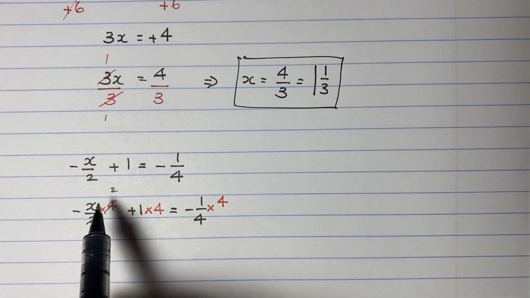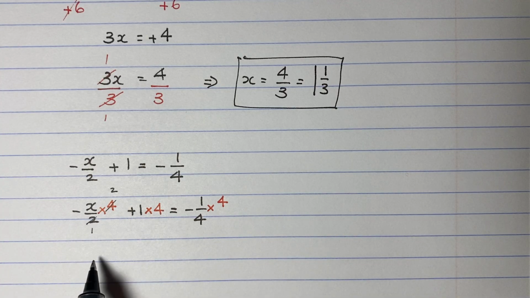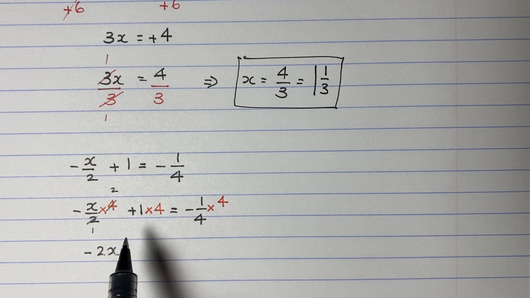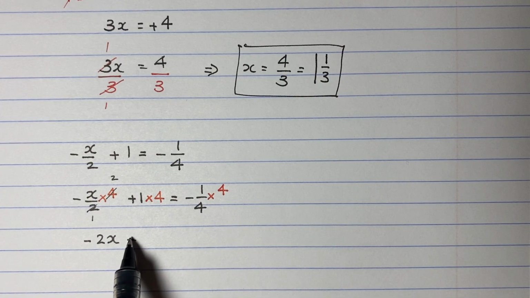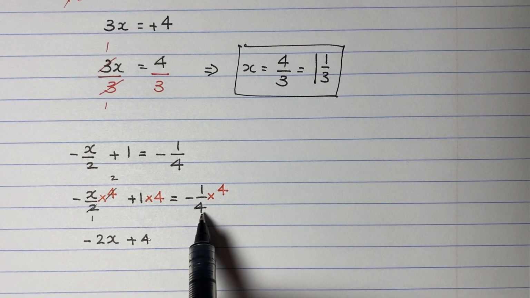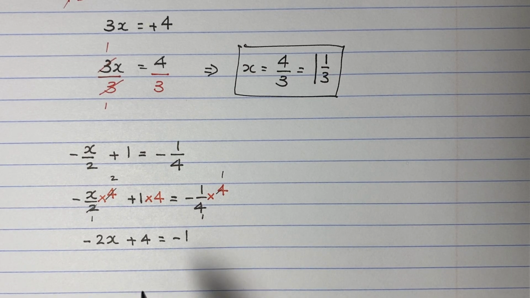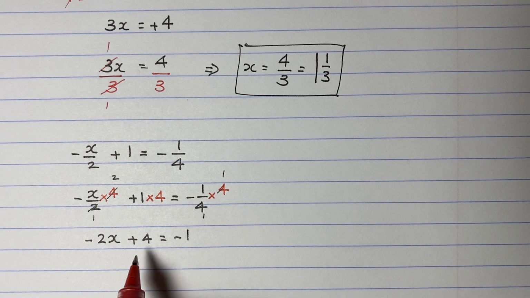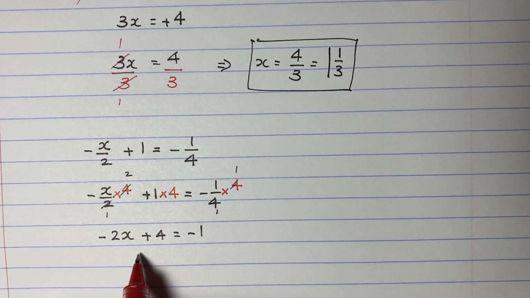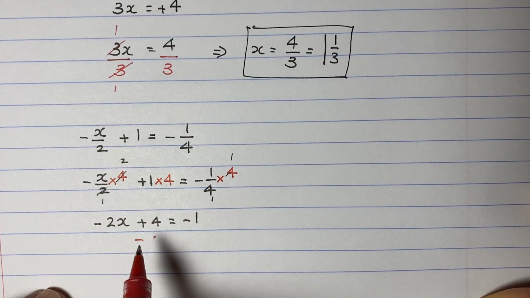2 and 4 cancel, so it's 2 times minus x, which is minus 2x. Plus 1 times 4, plus 4. This 4 and that 4 cancel. We have equals minus 1. So it becomes a very, very simple equation. To get rid of add 4, we remove 4 from both sides.